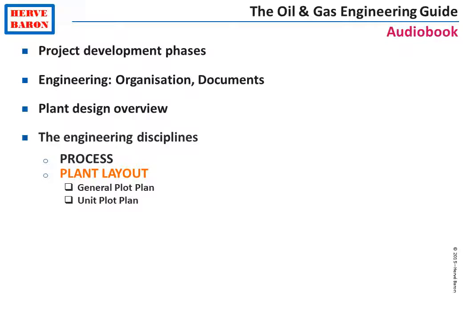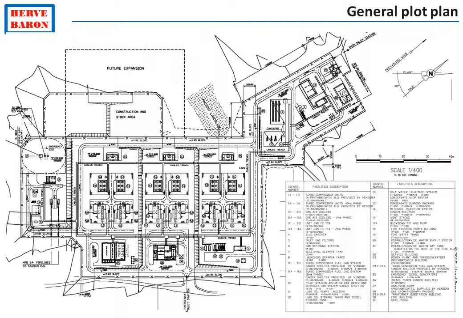The deliverables of the plant layout discipline include the general plot plan and the unit plot plan. The general plot plan shows the overall plant territory. It shows the location of the process and utility units, as well as the buildings, offsites, flare. It also shows the connection of the plant with its environment, such as access roads and pipelines, electrical power grid.